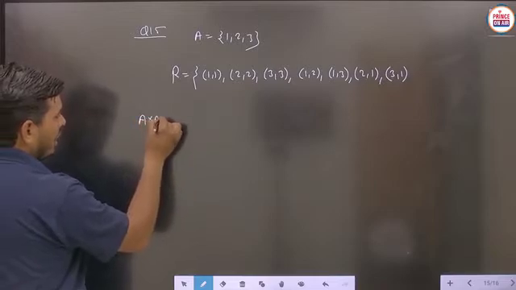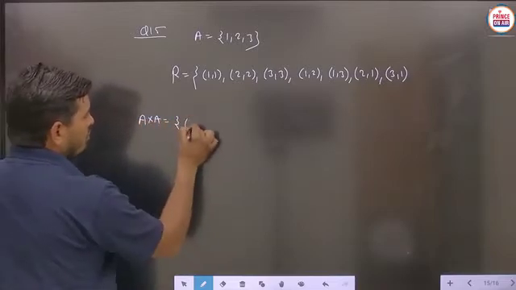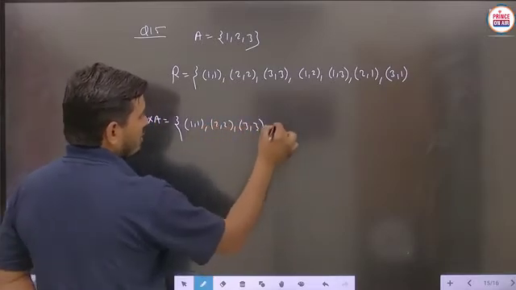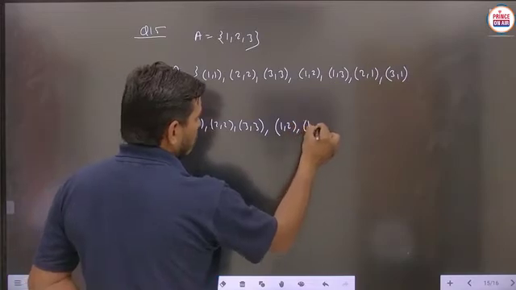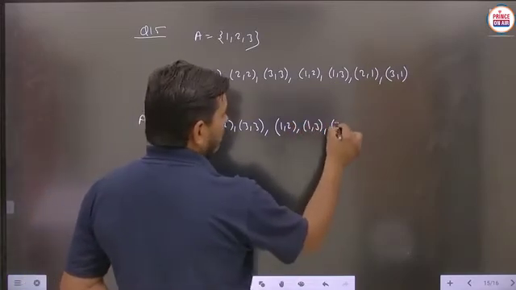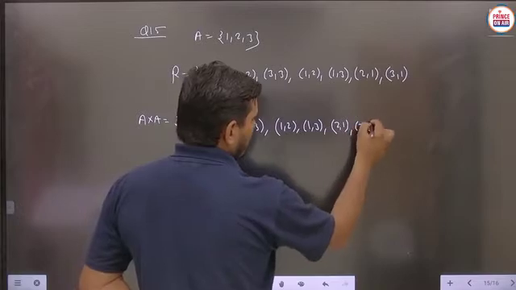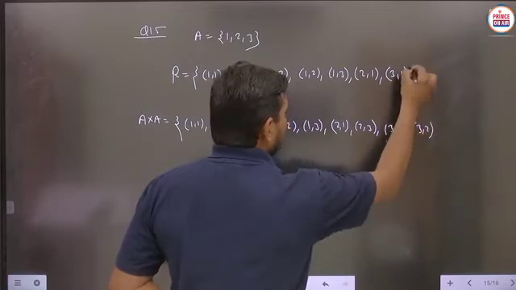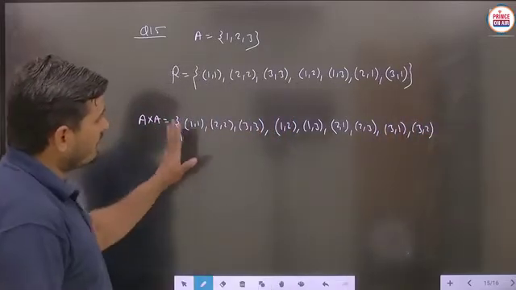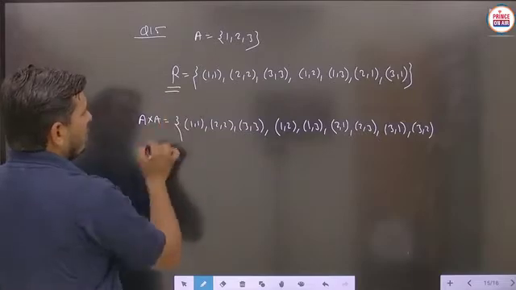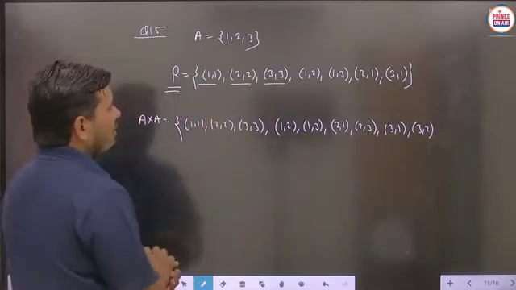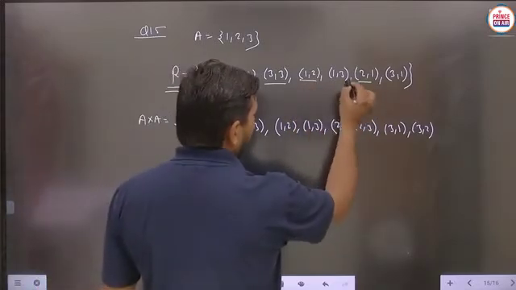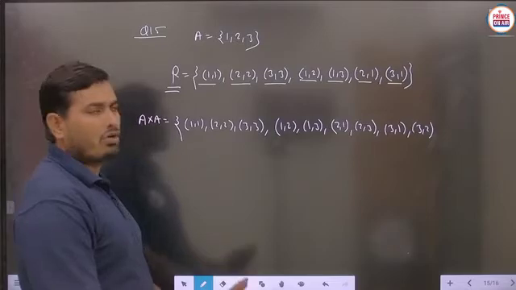In A cross A, how many elements are there? Basically 1 1, 2 2, 3 3, so 9 elements. Next 1 2, 1 3, then 2 1, 2 3, and 3 1 and 3 2. So these exist. Now this relation you can check: it is reflexive because all of 1 1, 2 2, 3 3 are available here. It is symmetric because 1 2 then 2 1, and 1 3 then 3 1. So it is always symmetric.